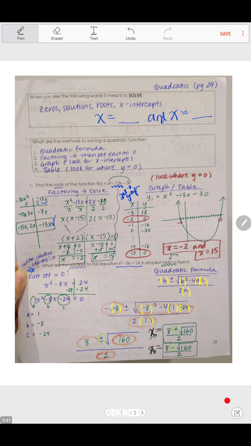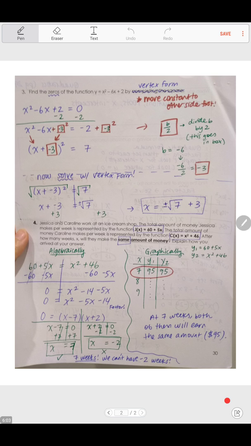The reason why I didn't write it as a singular number is because the square root of 160 was actually a decimal. And to preserve accuracy, I want to keep it as the square root of 160 versus writing out a shortened decimal, which would not be accurate. So that is our final two solutions for this function here. Next page.